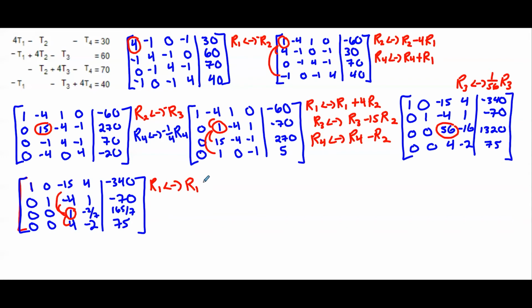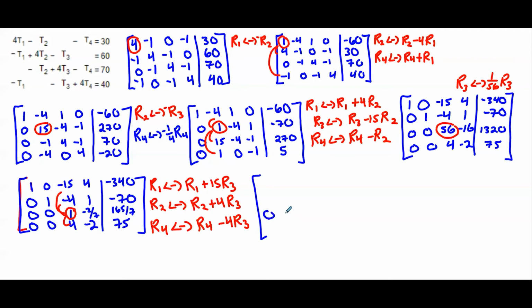So I'll replace row 1 with row 1 plus 15 row 3. Replace row 2 with row 2 plus 4 row 3. Replace row 4 with row 4 minus 4 row 3. So row 3 will stay the same.